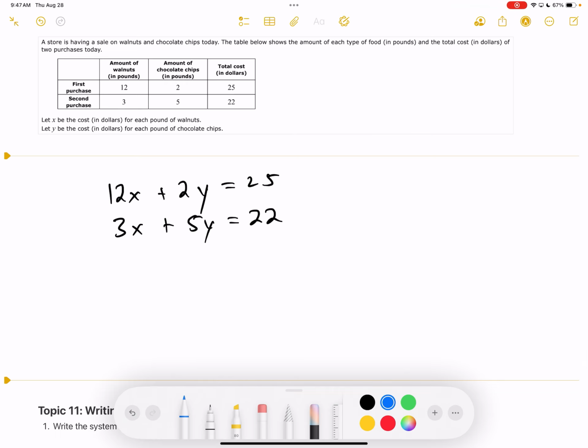On this one, I think the x's may be easier to cancel out because we only have to multiply this one by -4 to get -12x. The -4 times 5y would be -20y, and -4 times 22 would be -88. Do not forget to multiply that one at the end.